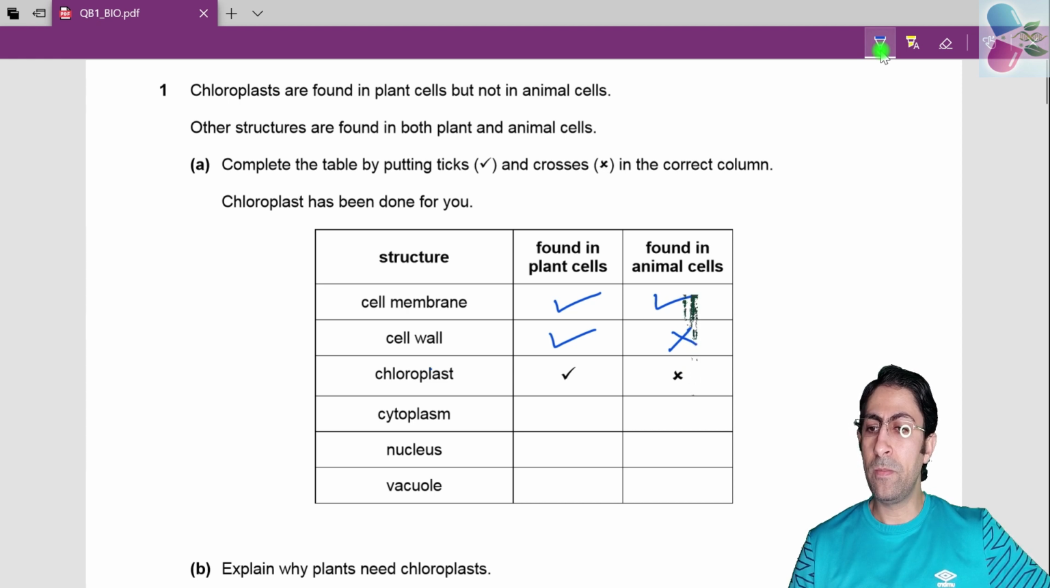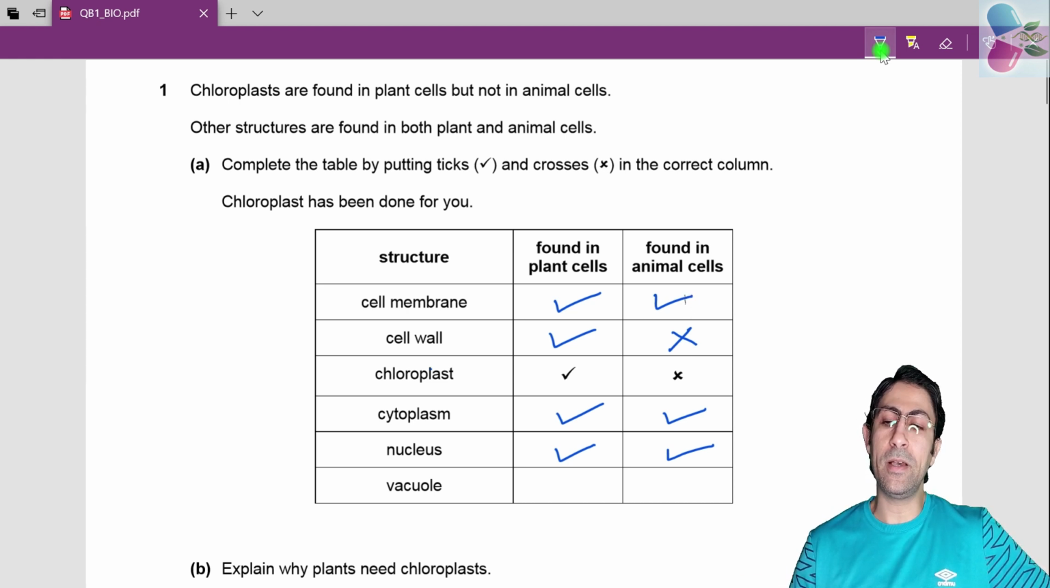Cytoplasm is found in both plant cell and animal cell. Nucleus is also found in both plant and animal cells. The vacuole that is meant here is the central vacuole or the cell sap vacuole, which is only found in the plant cell but it's lacking in the animal cell.